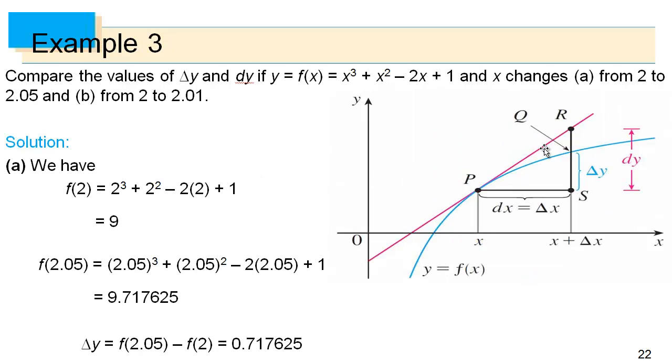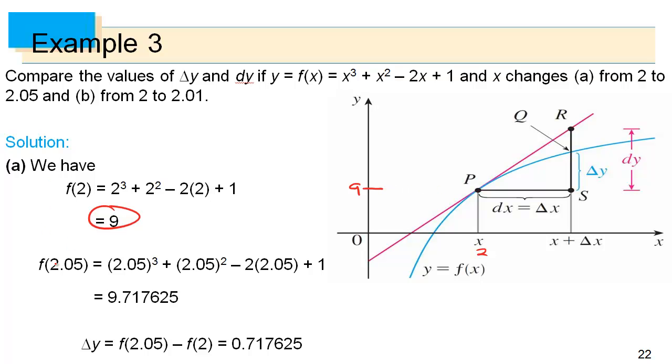Well, we can compare those two values and see just how big that error is. So if we want to compare delta y and dy for the function, we're going to have to actually define what the function is: x cubed plus x squared minus 2x plus 1. And x is going to start at 2 and go from 2 to 2.05, and then we're going to try it again and go from 2 to 2.01. Okay, so in the first case, we can evaluate f at 2 and get 9. And this value here ends up being this height. That's f of 2. Here's 2, and there's the height at 2.